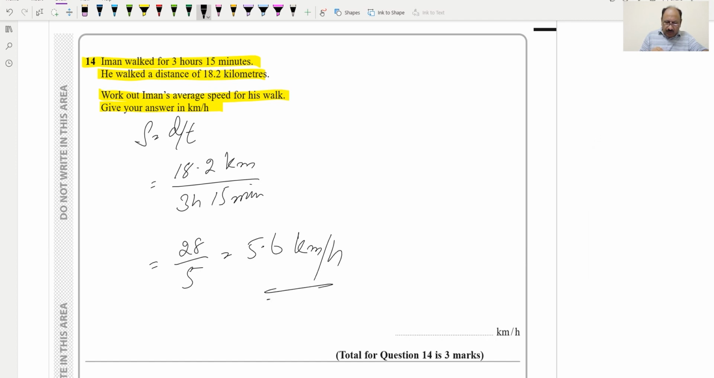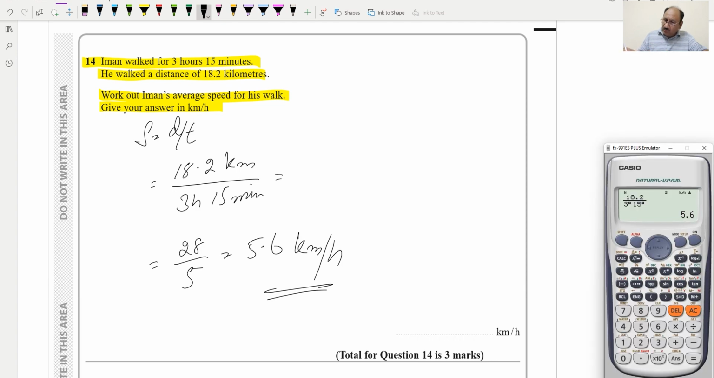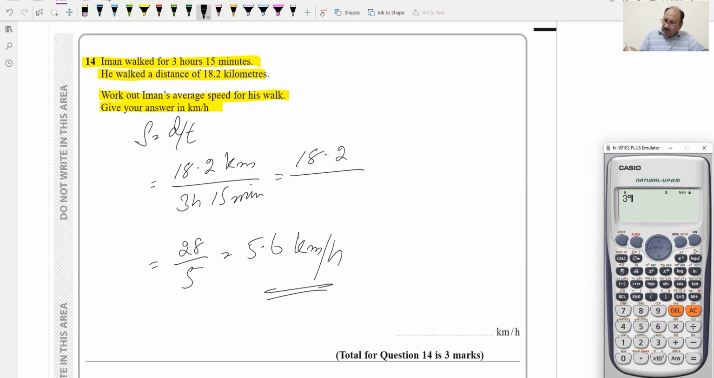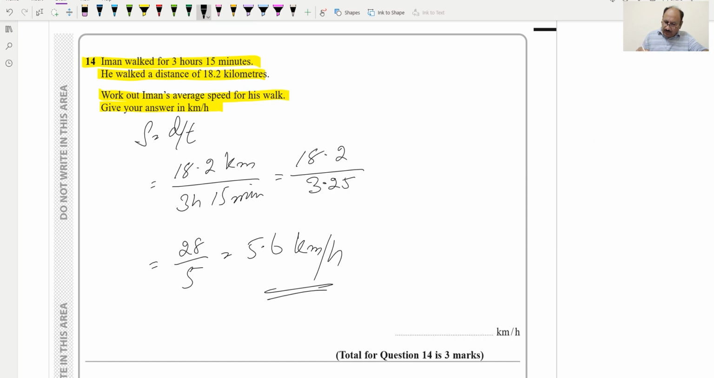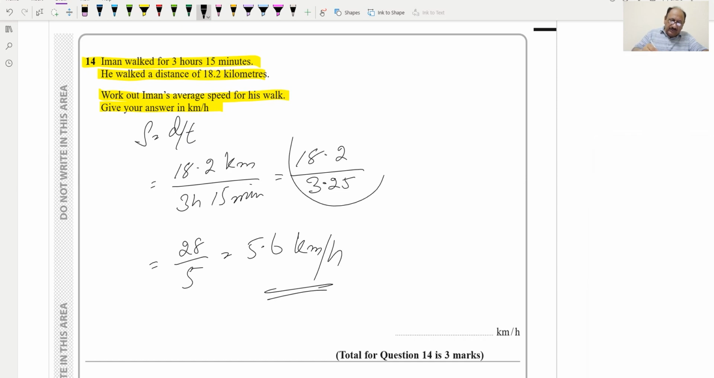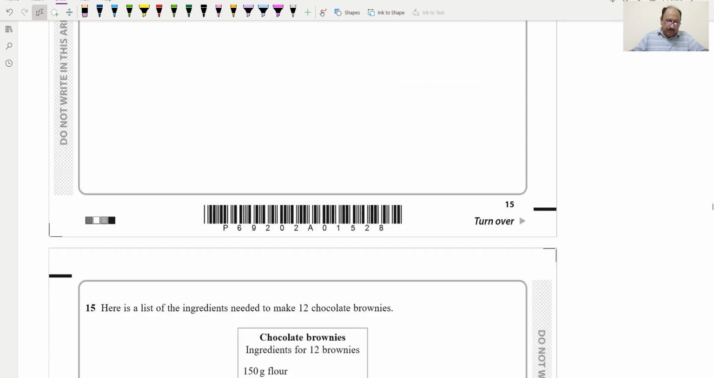We can write here 28 over 5, and in decimal this will be 5.6 kilometer per hour. And if you want to show additional working, you can convert, for example, 18.2 divided by 3 hours and 15 minutes. You can convert like this and press decimal, and you will get 3.25. So we can write 3.25, and then you can divide 18.2 divided by this answer is equal to 5.6. So you can write this step for your better working also, and because this is a 3 mark question, I have provided the additional step also, but by use of calculator, time questions are very easy to solve.